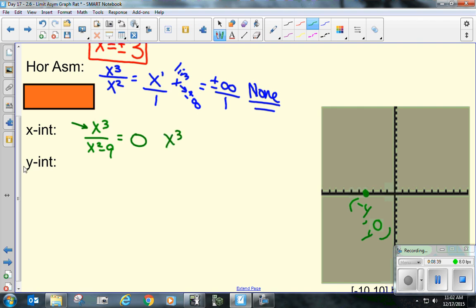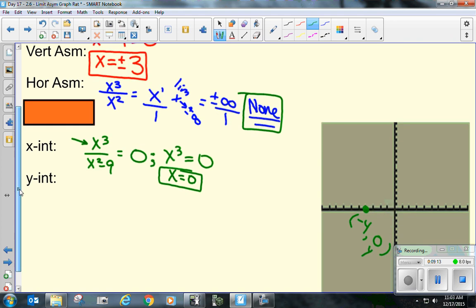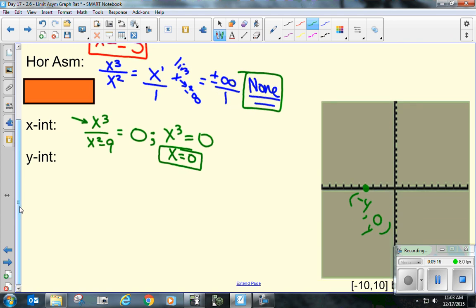So we just have to figure out what value of x makes x cubed into a 0. And what is that? What do I cube, and it'll be 0? 0. 0 cubed is 0. Therefore, the x-intercept is at x equals 0. All right? That's all you have so far. Vertical asymptotes at x is positive 3, x is negative 3. We have no horizontal asymptotes. It is going to cross the x-axis at x equals 0.